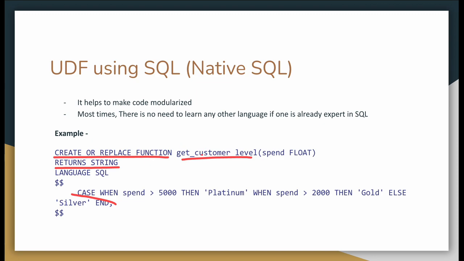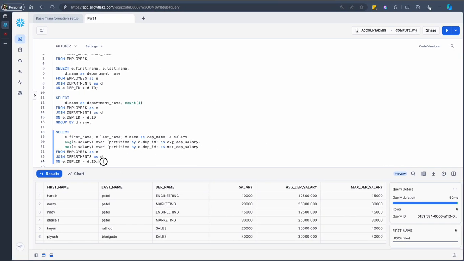So let's look into the example so you can understand. As you can see here, this is the query which we ran last time. It has first name, last name, department name, salary, average department salary and maximum department salary. Based on salary, now I want to decide. Just as an example, I am taking a very straightforward and simple salary level. When you have more than 25,000 salary, you consider it as first level, top level. The second level is greater than 15,000. And else, less than or equal to 15,000, will be considered as third level.